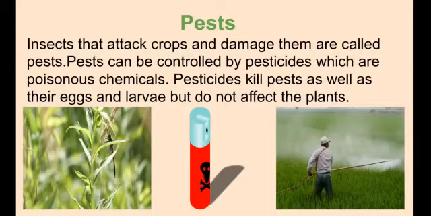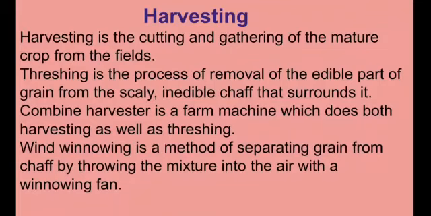In this picture you can see there is a bug, an insect which is eating the crop, and here the farmer is spraying the chemical which is called the pesticide. So like the weedicide, pesticide is also available to kill the pest, as well as their eggs and larvae, so that we can protect our crops from the weeds and from the pests. Now let us discuss more about harvesting.